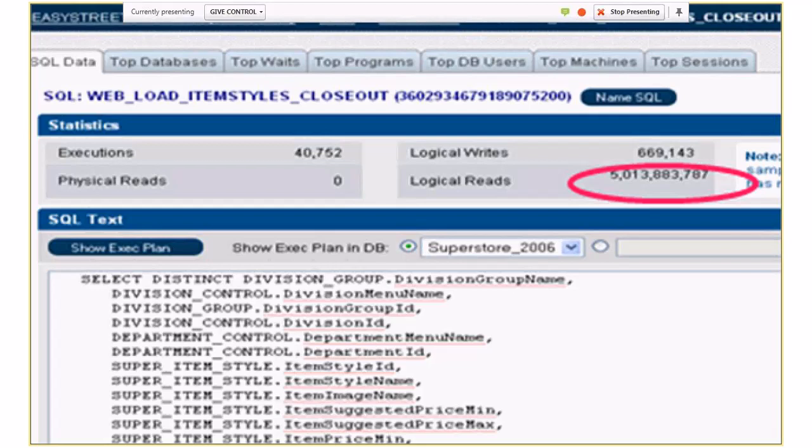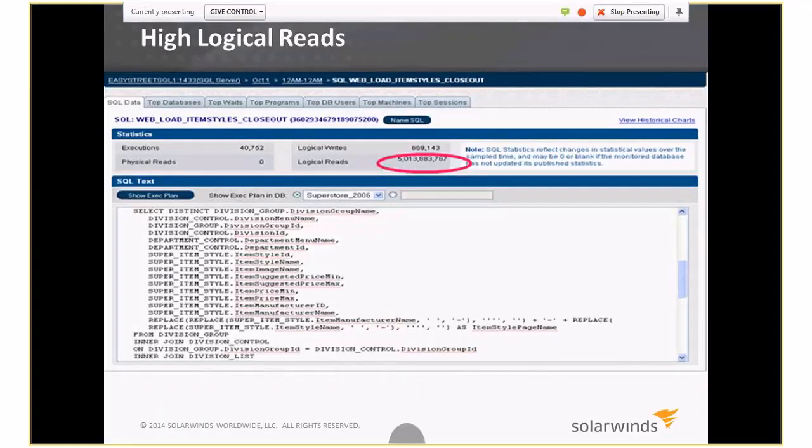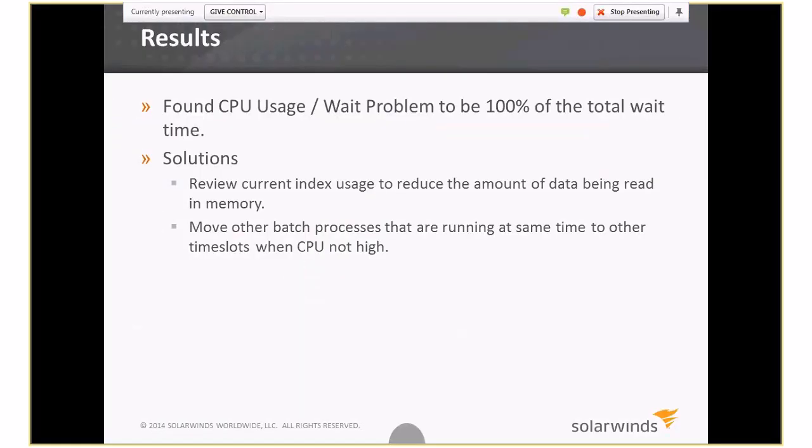And that gives me an idea to go look at what will we look at to see if that's happening? Page life expectancy, right? I want to see how long things are staying in memory, because they probably weren't getting a chance, because there were so many logical reads for these inefficient queries, right? So to fix that, we found the CPU usage and the wait problem to be 100% of total wait, right?